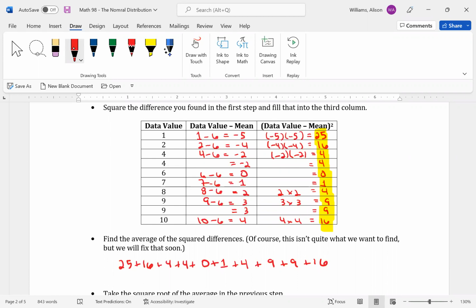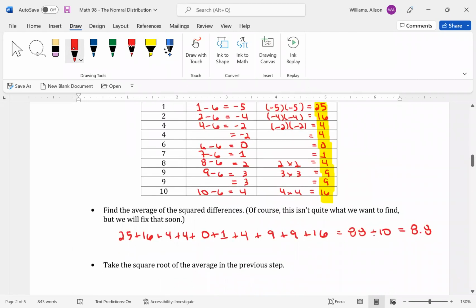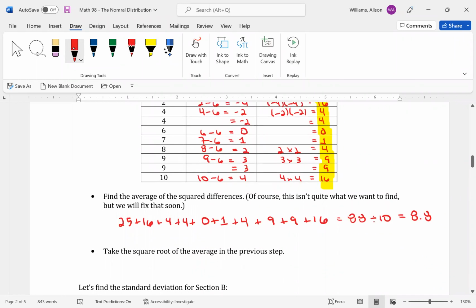So I'm getting 88. Because there are 10 data values, 1, 2, 3, 4, 5, 6, 7, 8, 9, 10, divide this by 10. You can do that on your calculator and you're going to get 8.8. Now take the square root of 8.8. You might remember the square root is like the opposite of a square. It looks like this symbol on your calculator, even on a scientific calculator or a computer calculator. Find it and take the square root of 8.8.